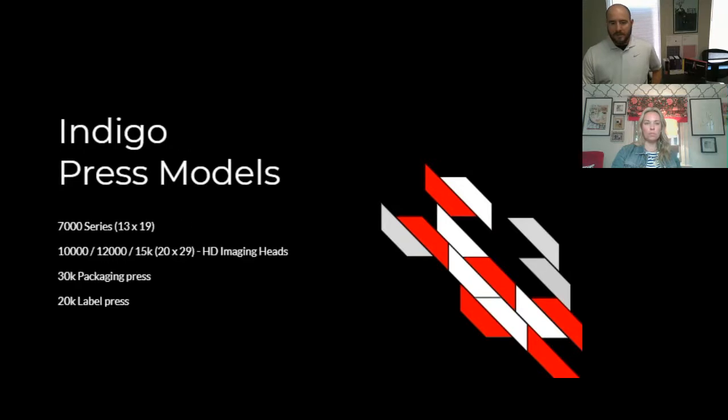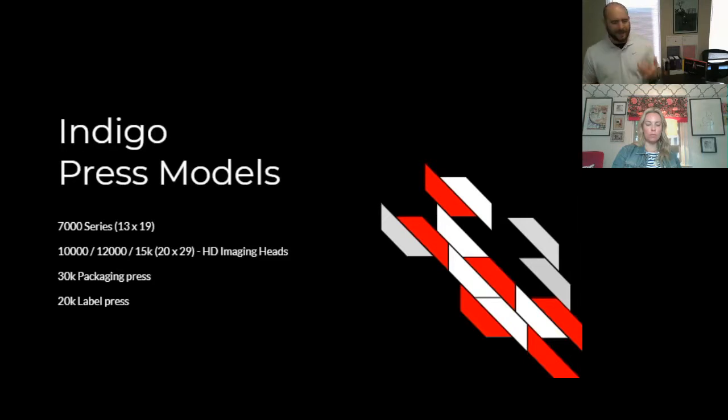I'm going to go next to liquid toner, which is Indigo. So HP Indigo. The primary flagship presses are the 7000 series. Those are the 13 by 19 inch presses. From 2010 upward to today, they've developed 20 inch by 29 inch machines that are called the 10,000, the 12,000, and now the 15K. They've got what they call the 30K, which is a packaging grade press.